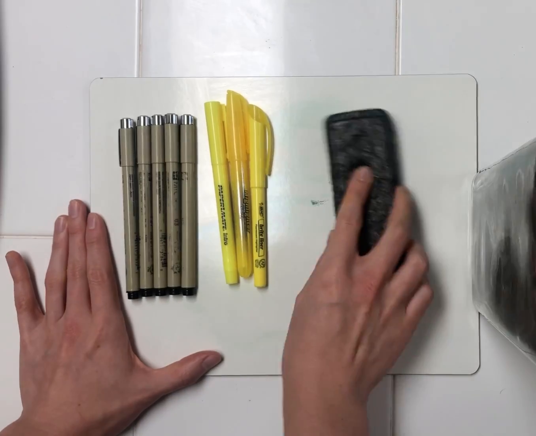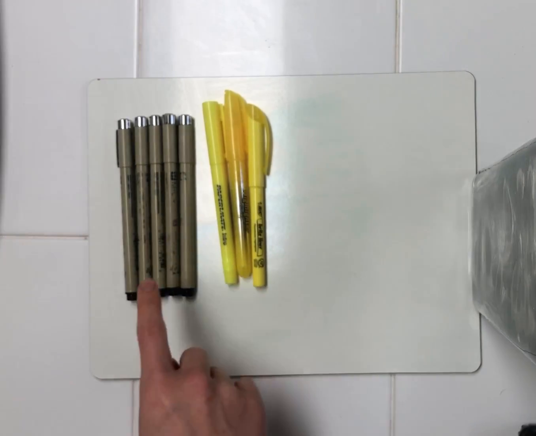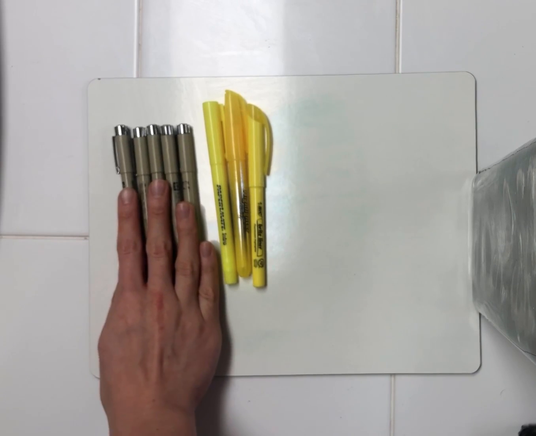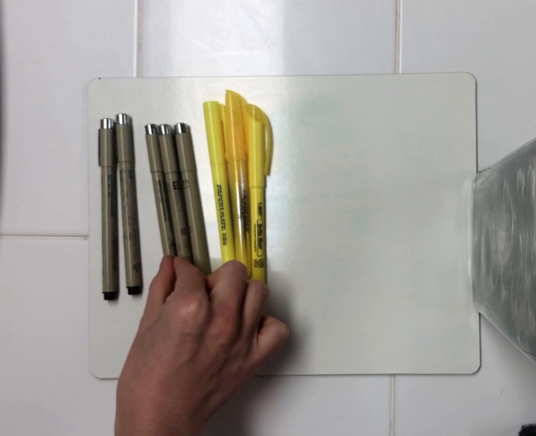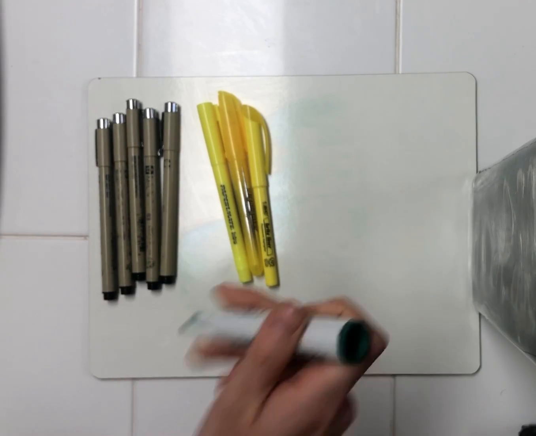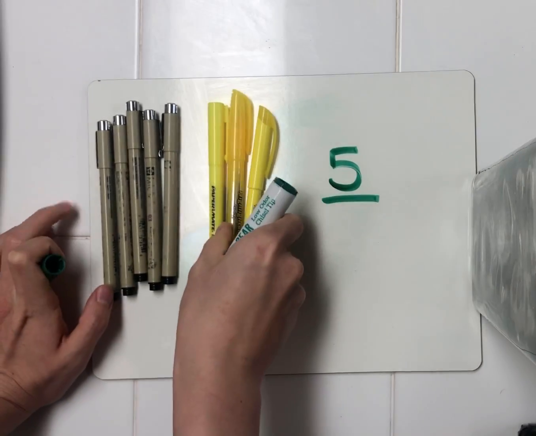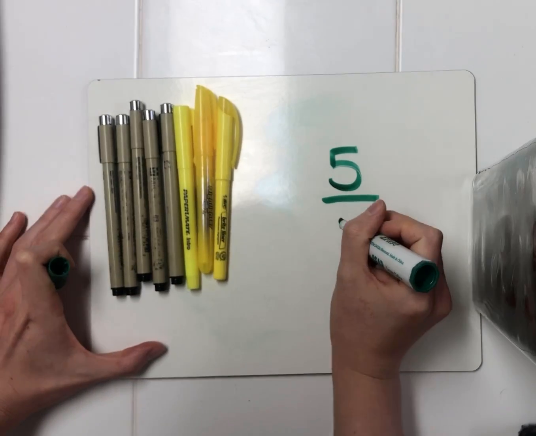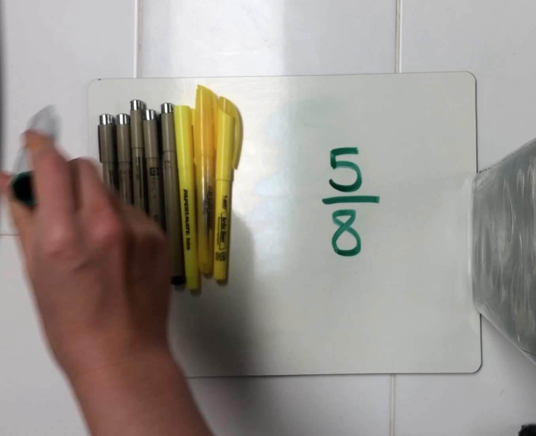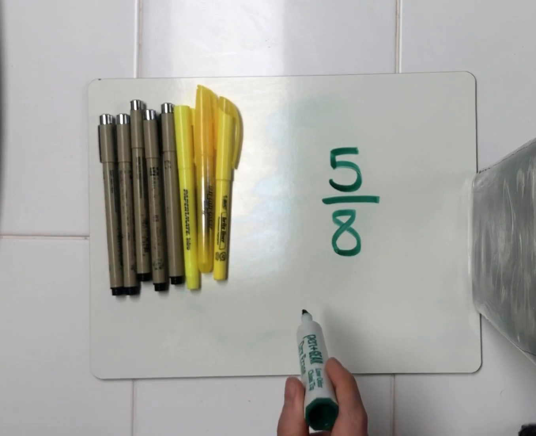So let's try it with the opposite. We know we have 8 in this set. If I were to ask you what fraction are not highlighters, what fraction are just plain pens, we would count the pens. So we have 1, 2, 3, 4, 5. So we would write 5. And remember, we have the same total amount, which is 8. So if someone asks you what fraction of this set are regular pens, you would say 5/8.